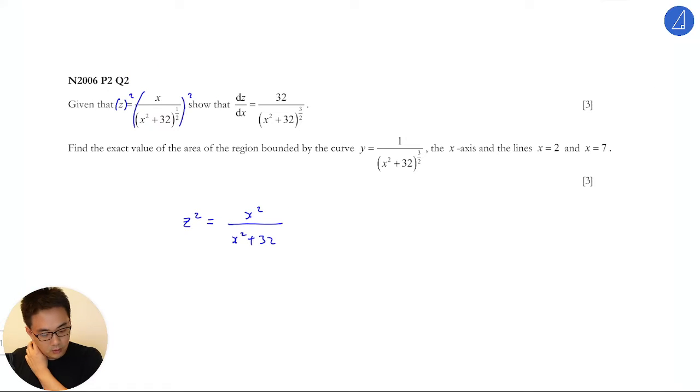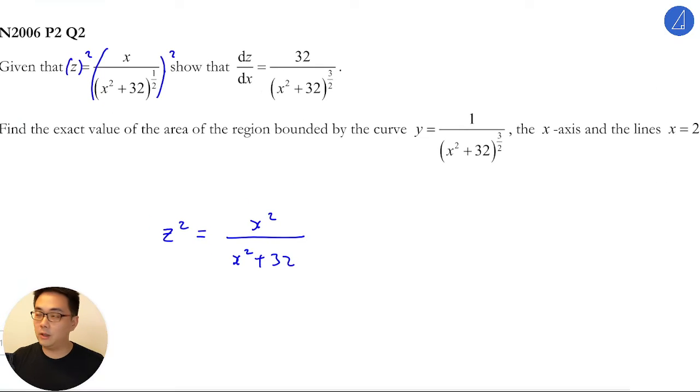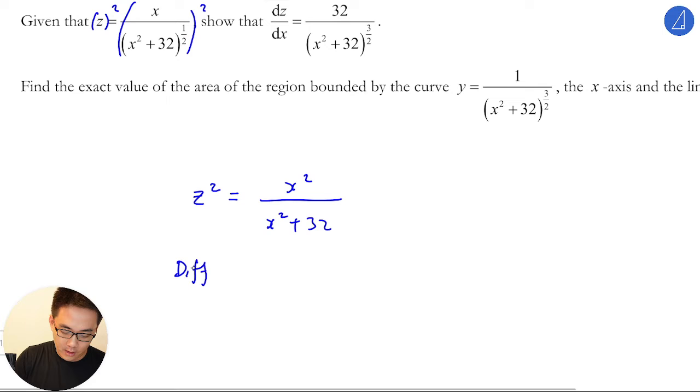But this is what I like to do. I do because I know that if I deal with the root of a differentiation, I'll probably mess up a lot of things. Okay, just like a lot of things in my life. So what I do is I'll differentiate this with respect to x.